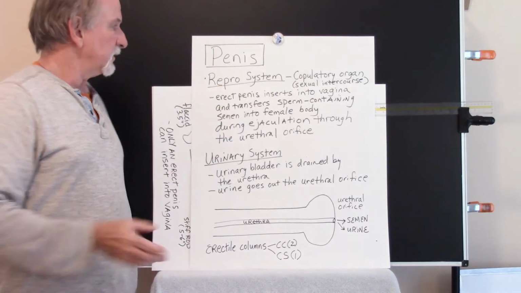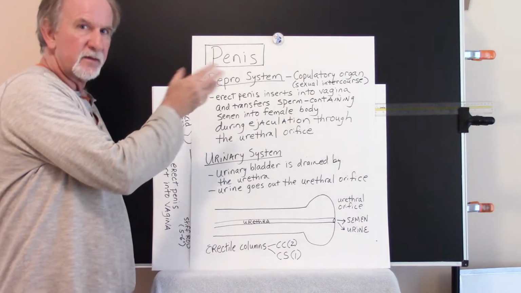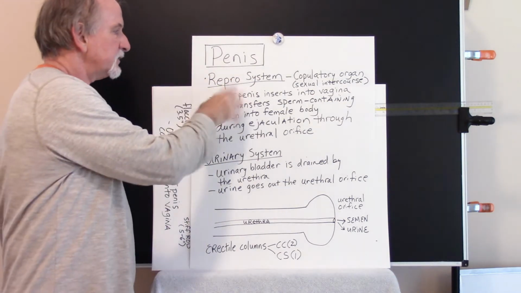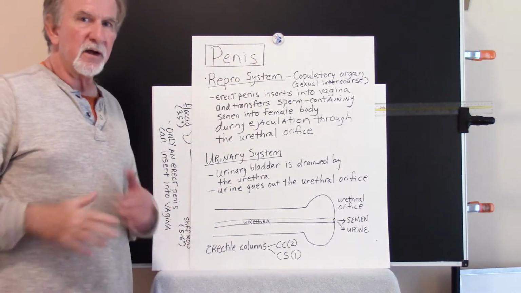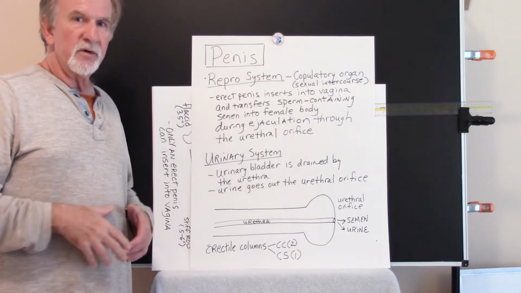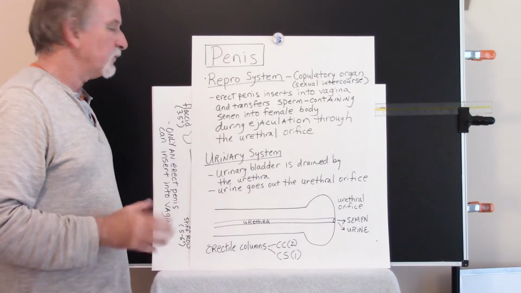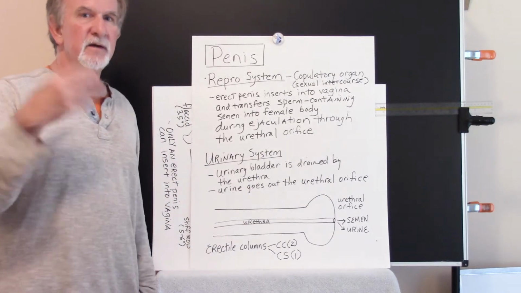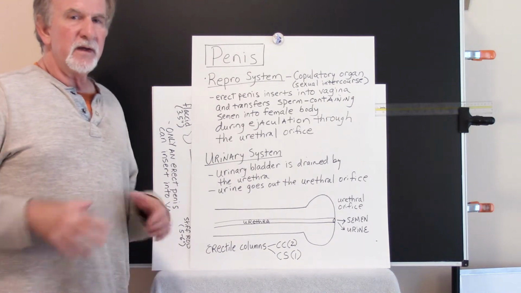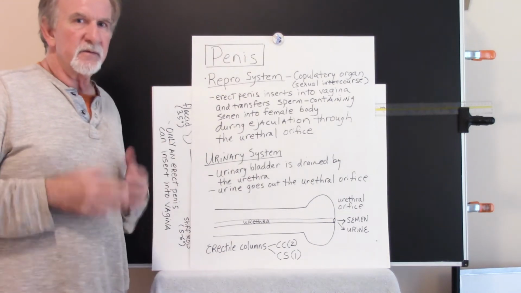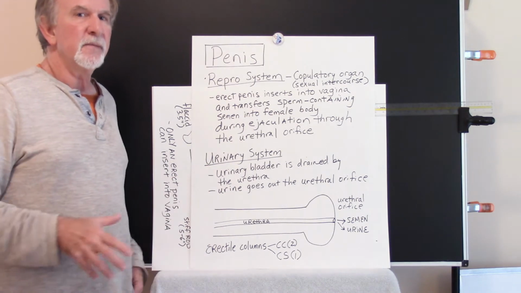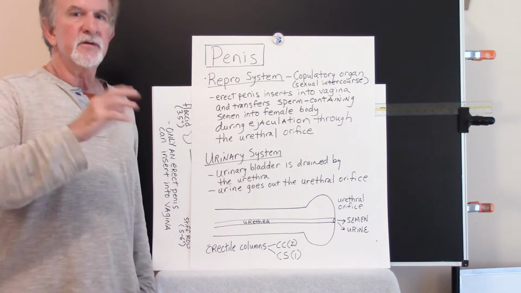During sexual intercourse, an erect penis, and we'll talk about erection in a little while, inserts into the vagina and serves as a conduit for transferring haploid sperm, which are in the semen, into the vagina of the female. So in a way, this is sort of the bridge that allows for the transfer of sperm to the female body.